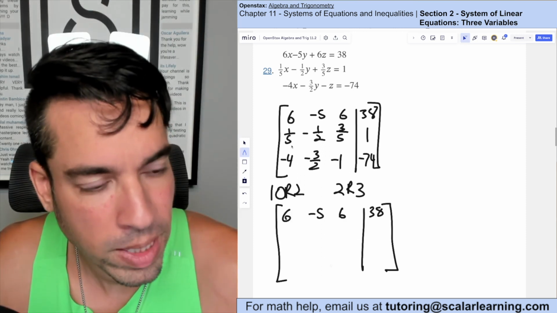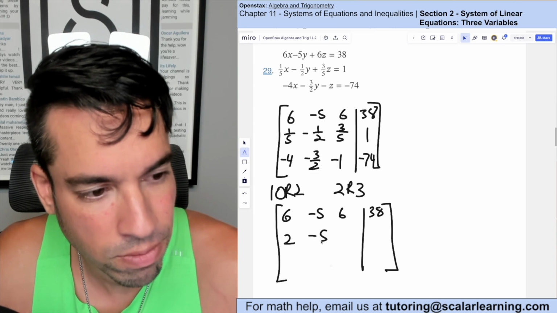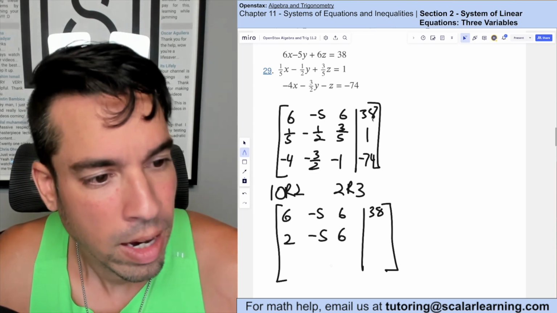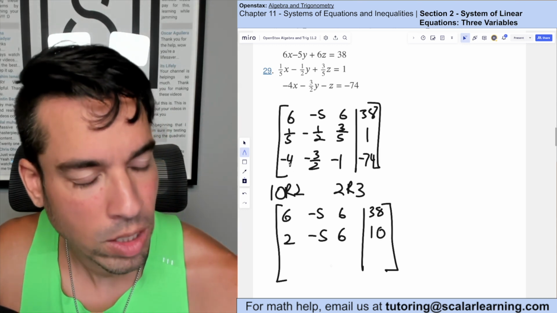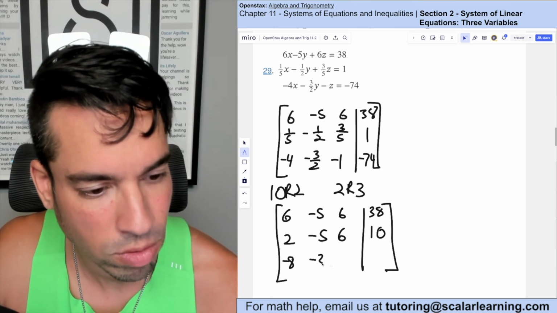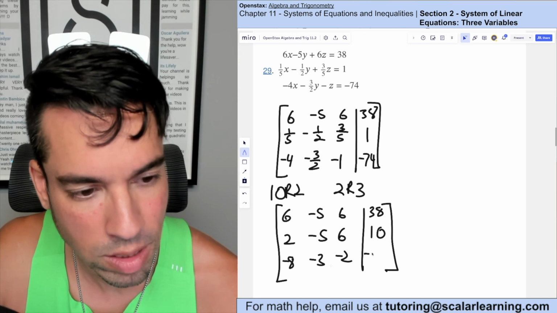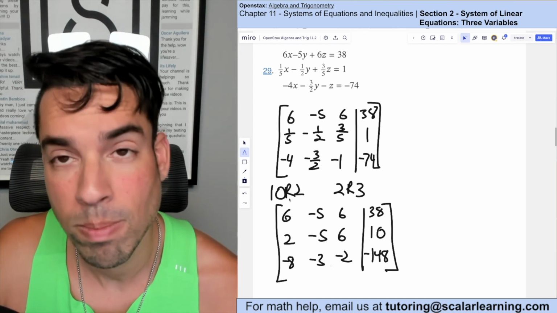So when I multiply this by 10, that becomes 2. 10 times negative 1/2 is negative 5. 10 times 3/5 is 6. And 10 times 1 is 10. Okay, down here, we've got 2 times row 3, so we've got negative 8. 2 times negative 3/2 is negative 3. 2 times negative 1 is negative 2. And 2 times negative 74 is negative 148. Cool. Okay, now let's start to make this work, right?